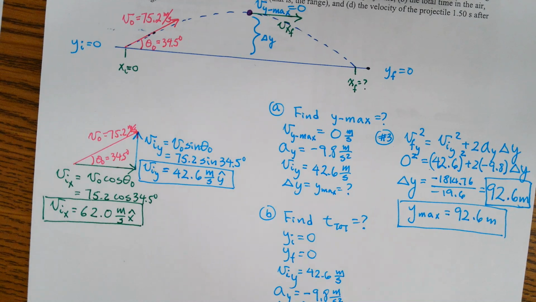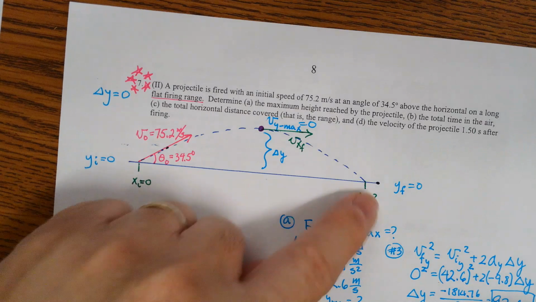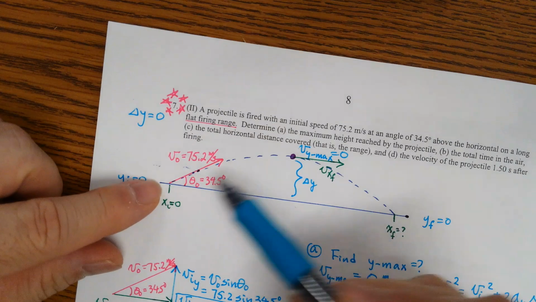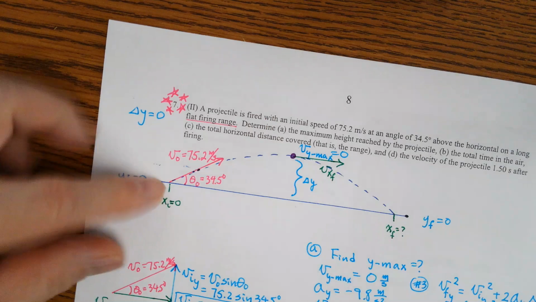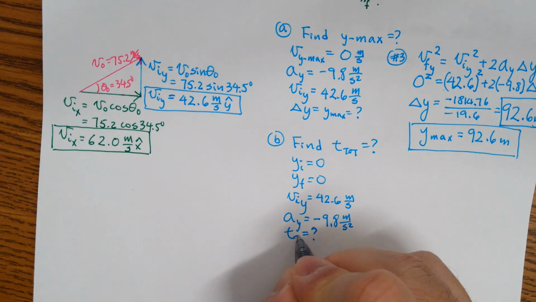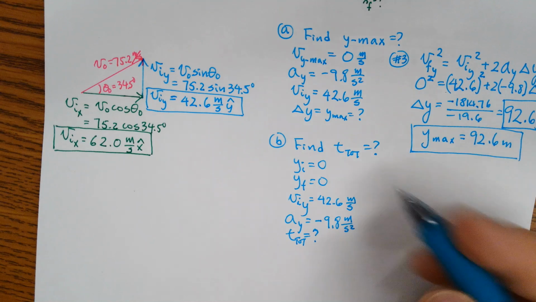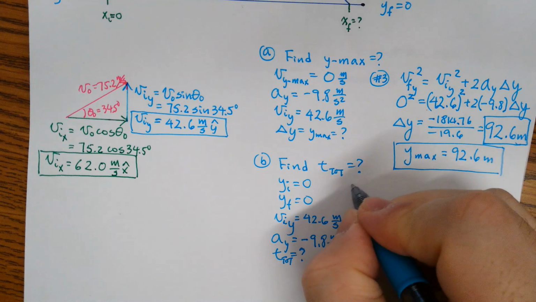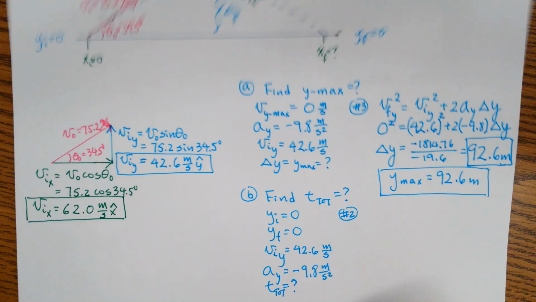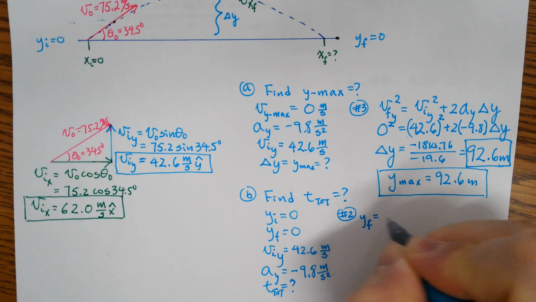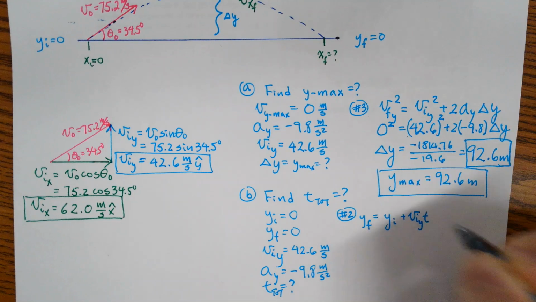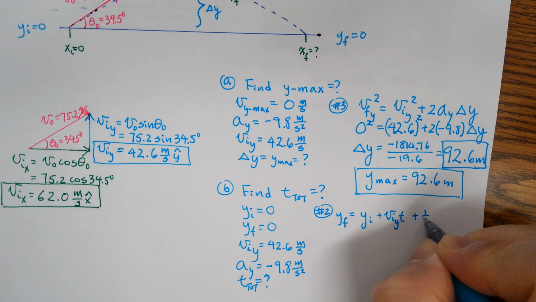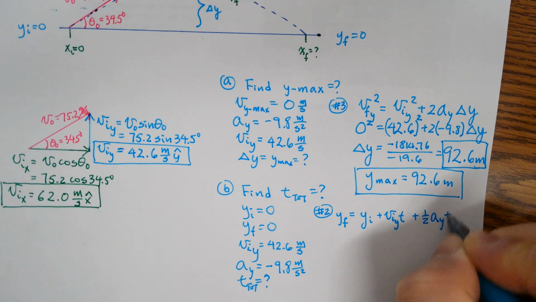Now this time is total time because it starts here and ends here. If I were to find time from here to here, it'd be different, or from here to here, another thing, right? Therefore, this is my total time. Looks like I have all the ingredients for equation number 2. So here I have y final is equal to y initial plus v initial y t plus 1/2 a sub y t squared.